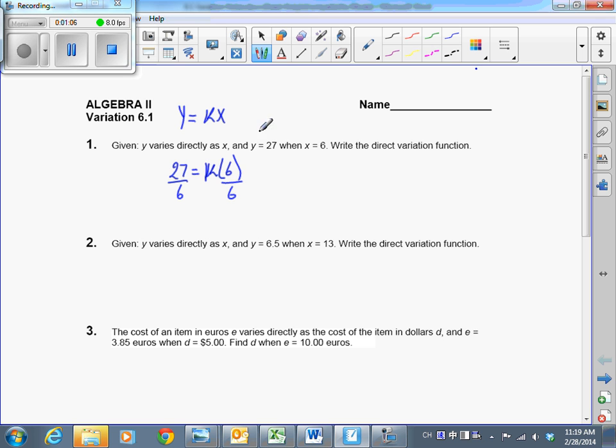So I can say now, I will come back and rewrite the equation as y equals what? I can say 4.5x, or I can also say y equals 9 over 2x. Which one is correct? They're both correct.